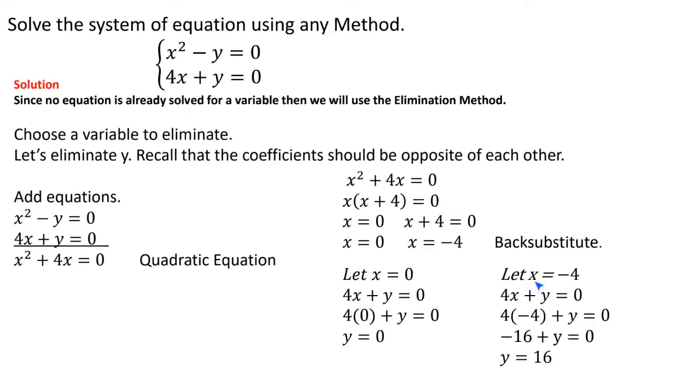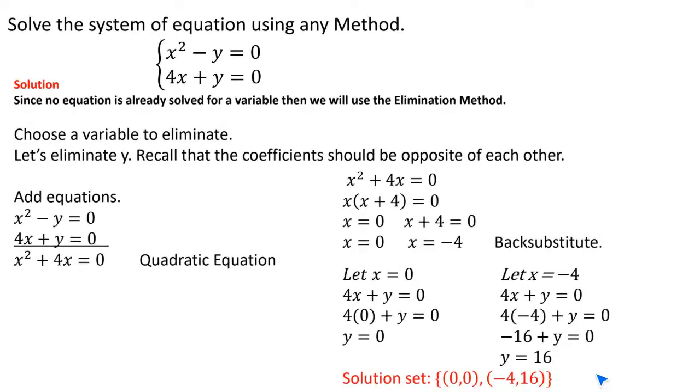And then the second one, when x is -4, if I plug in a -4 for x, I get 4 times -4 is -16 plus y equals 0. Solve for y. So I add 16 on both sides and I get y equals 16. So your points here are going to be when x is 0, we got a 0 for y. So that's my first point. When x is -4, we got a 16 for y.